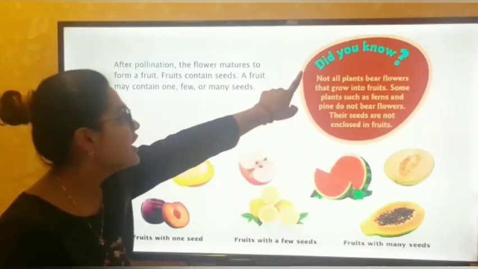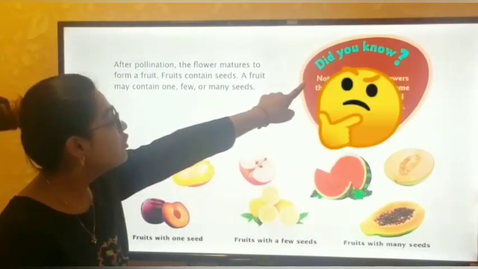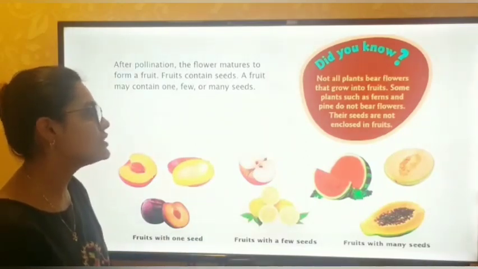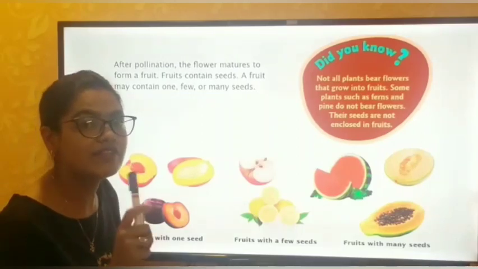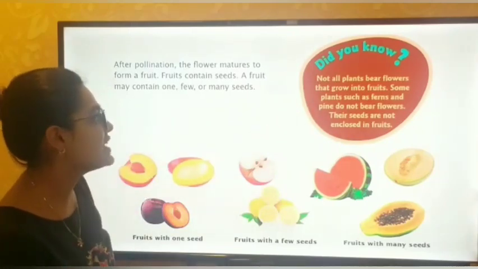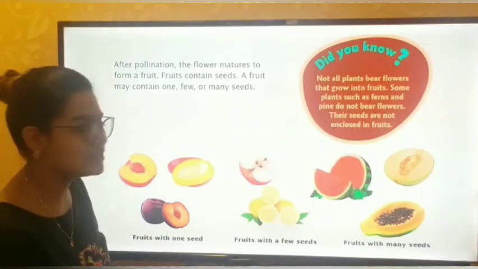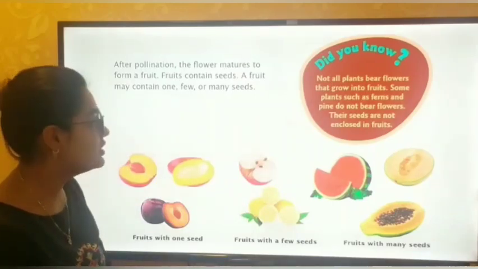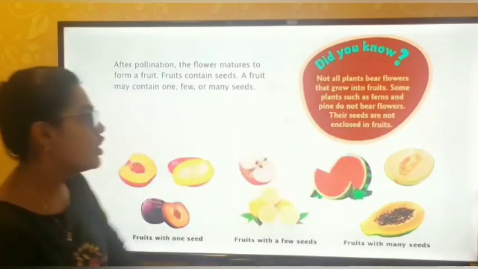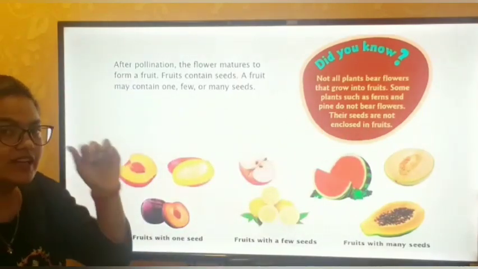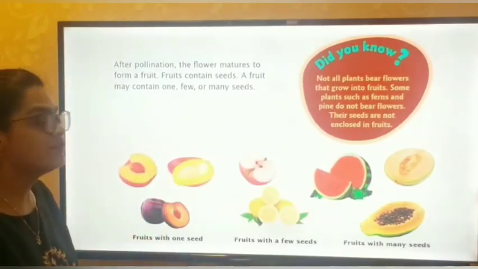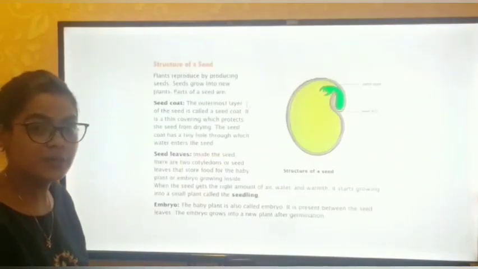Now we will see: did you know? Did you know not all plants bear flowers that grow into fruits? I have already told you that not all flowers will convert into fruit. Some plants such as ferns and pine do not bear flowers. So these two plants do not bear flowers, and their seeds are not enclosed within fruits. So if it has a seed, it is not covered with a fruit. Now we will move further to our next topic.